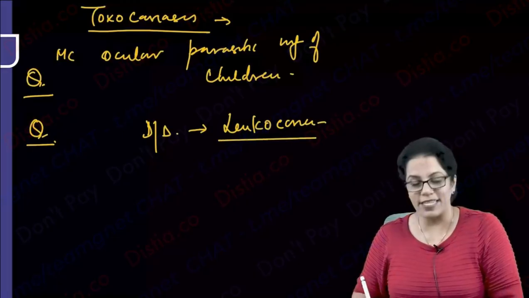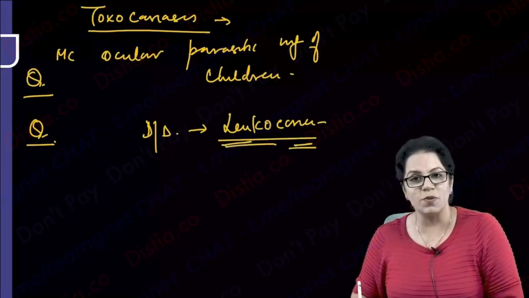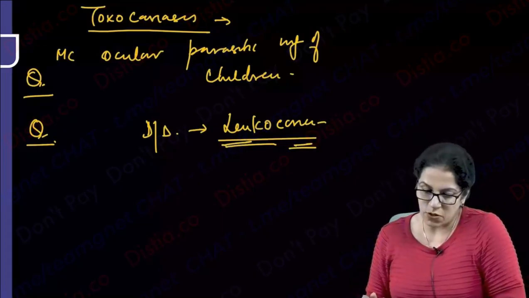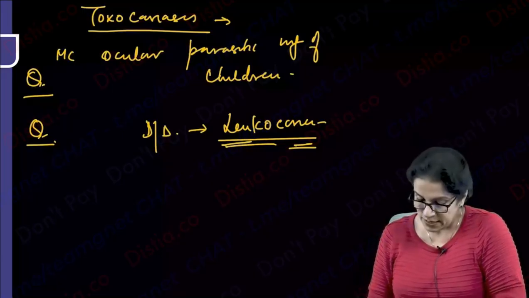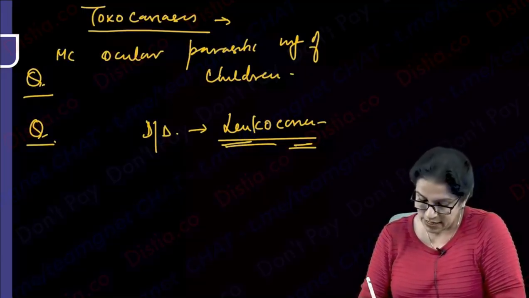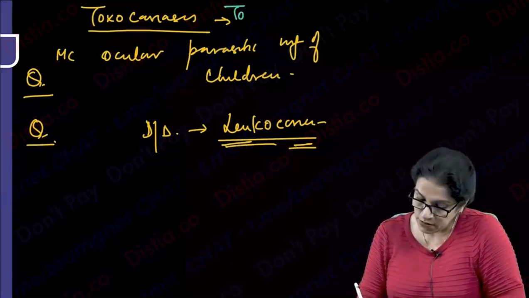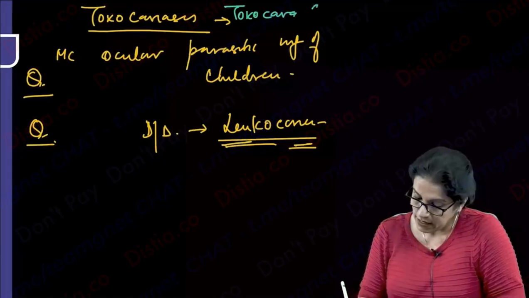What is leukocoria? White eye reflex. Leuko is white, coria is pupil. So, white eye reflex. So, you know, Toxocara canis. This is the infection by Toxocara canis. You should know this, right? That means roundworms of dogs. This is Toxocara canis, the roundworm of dogs.